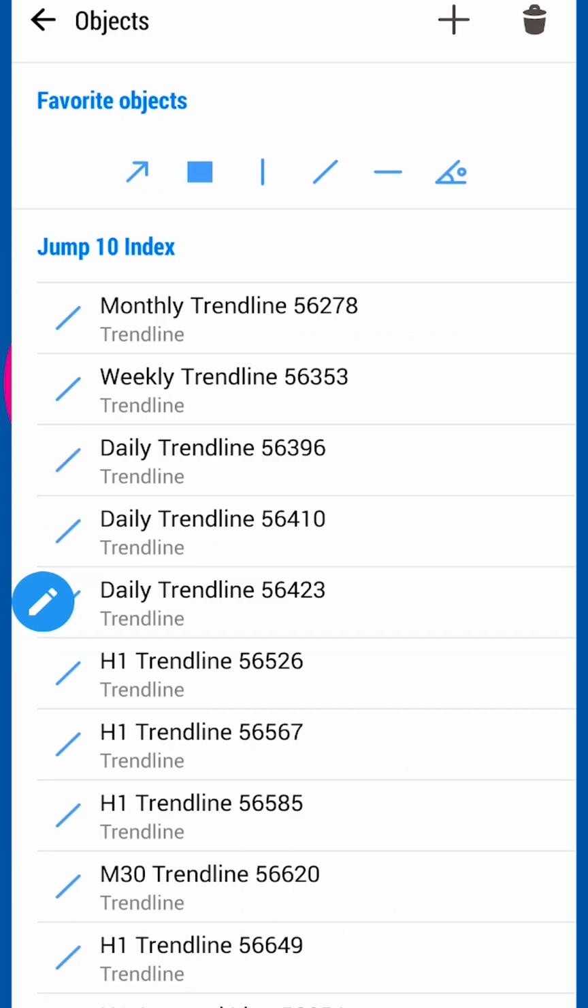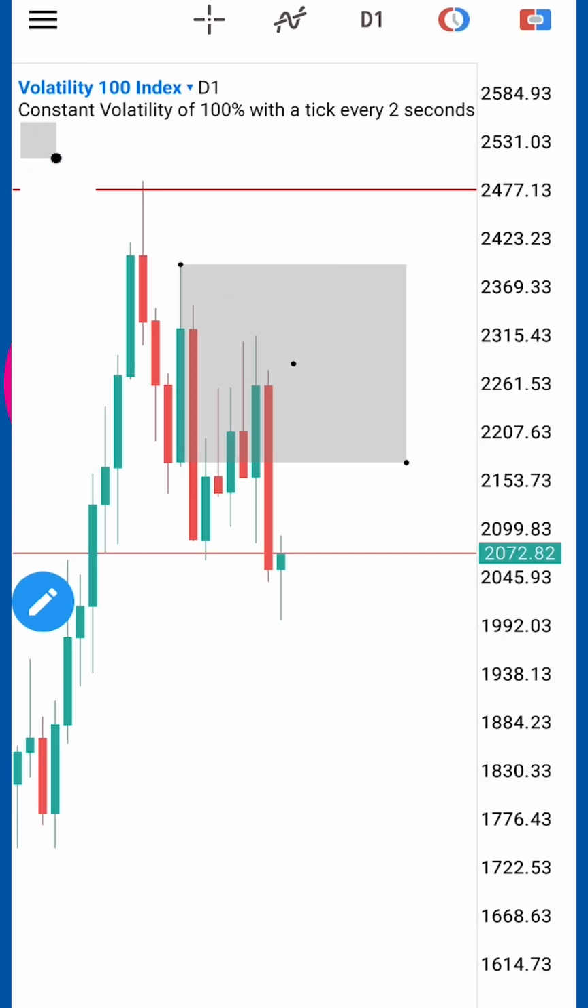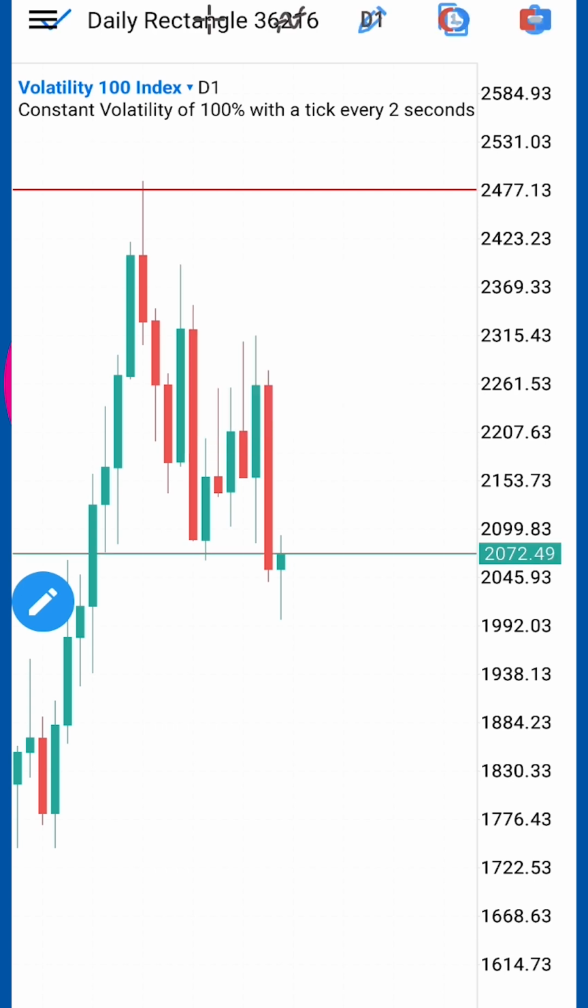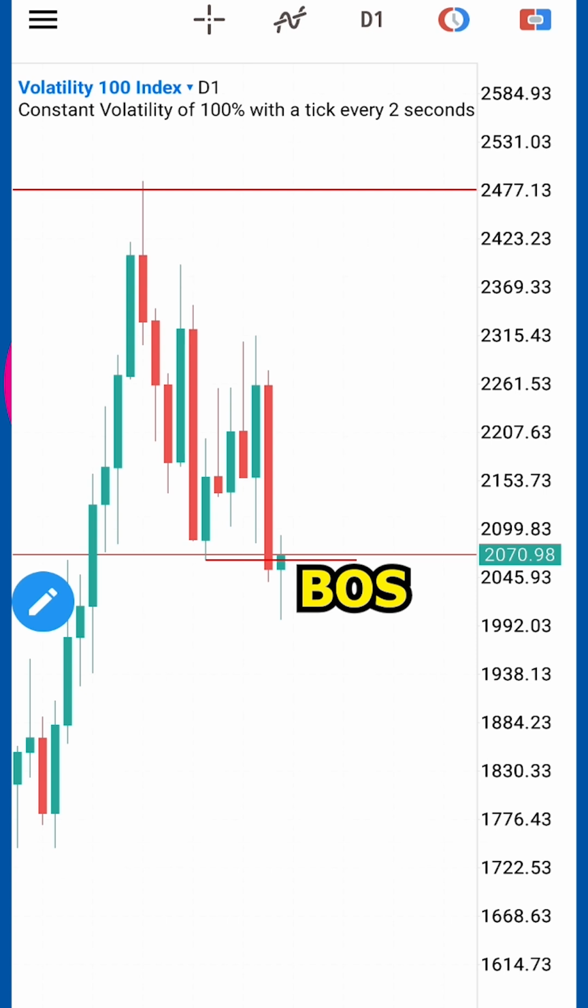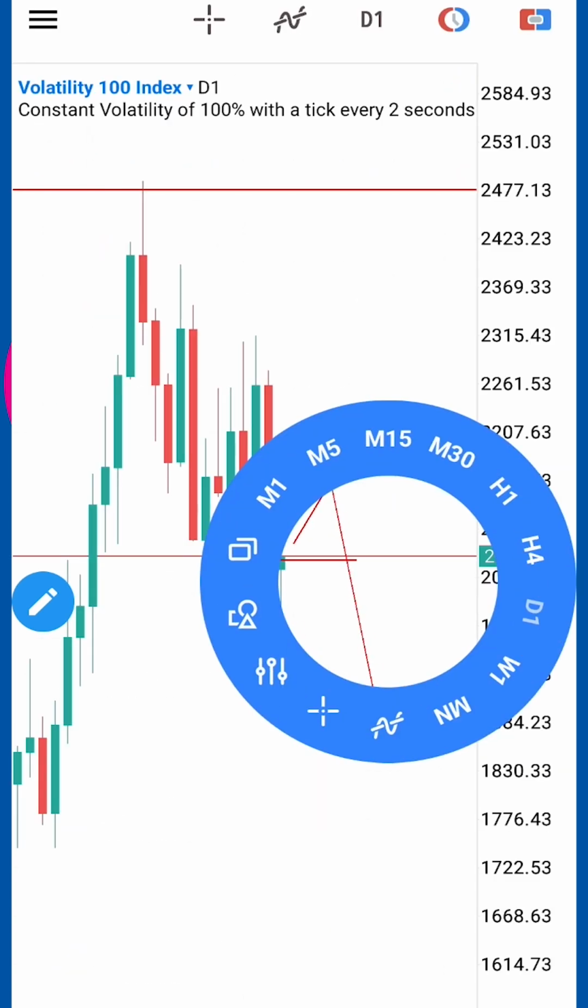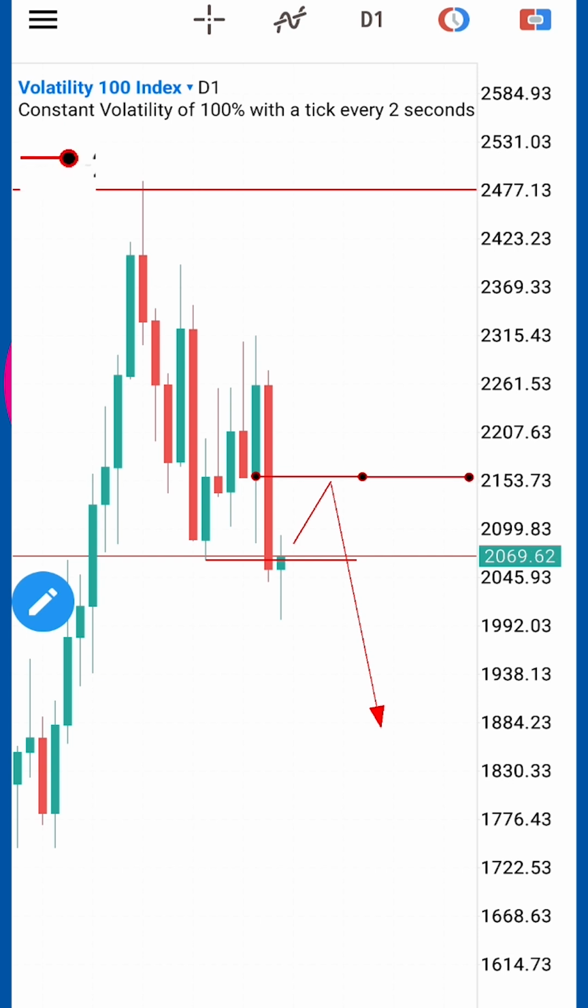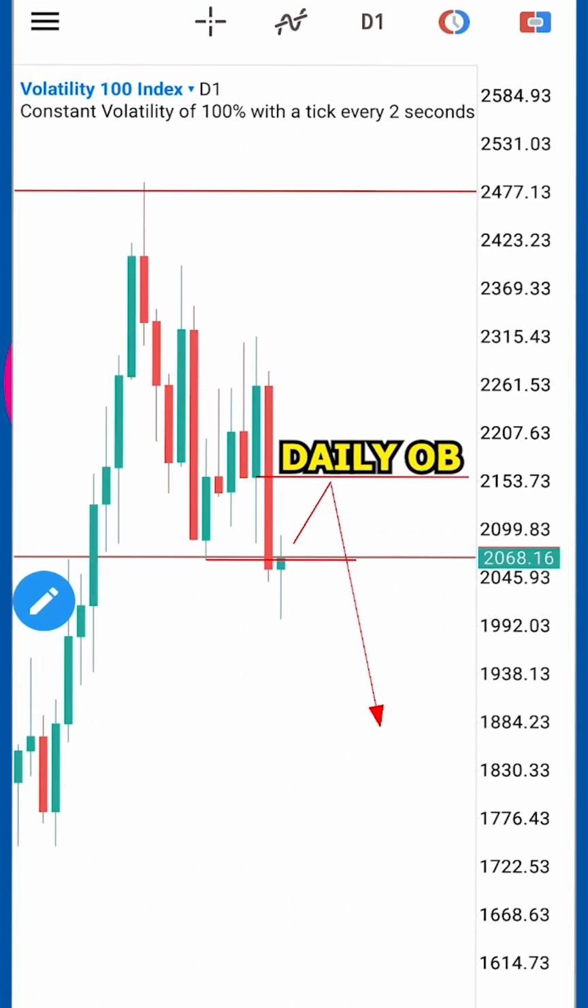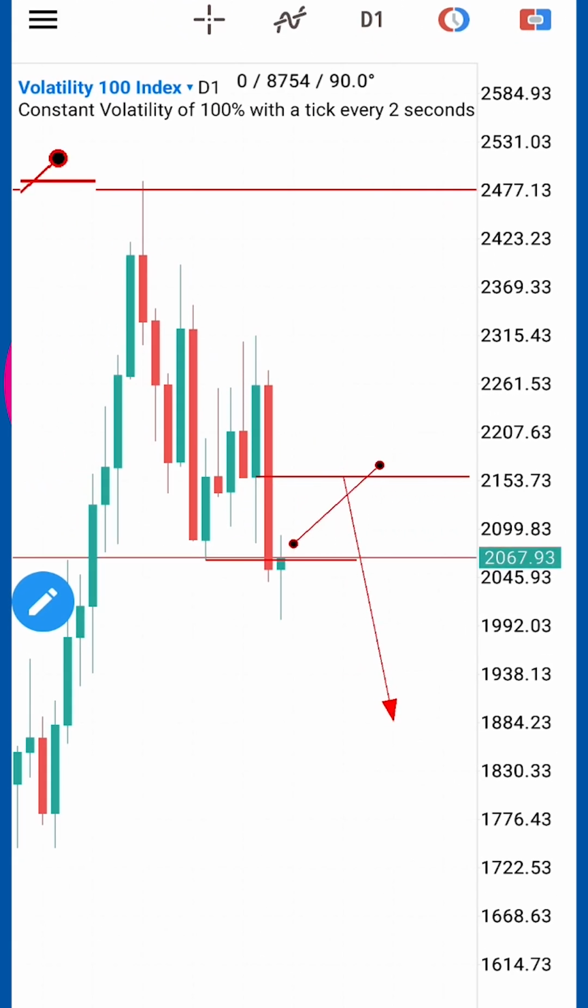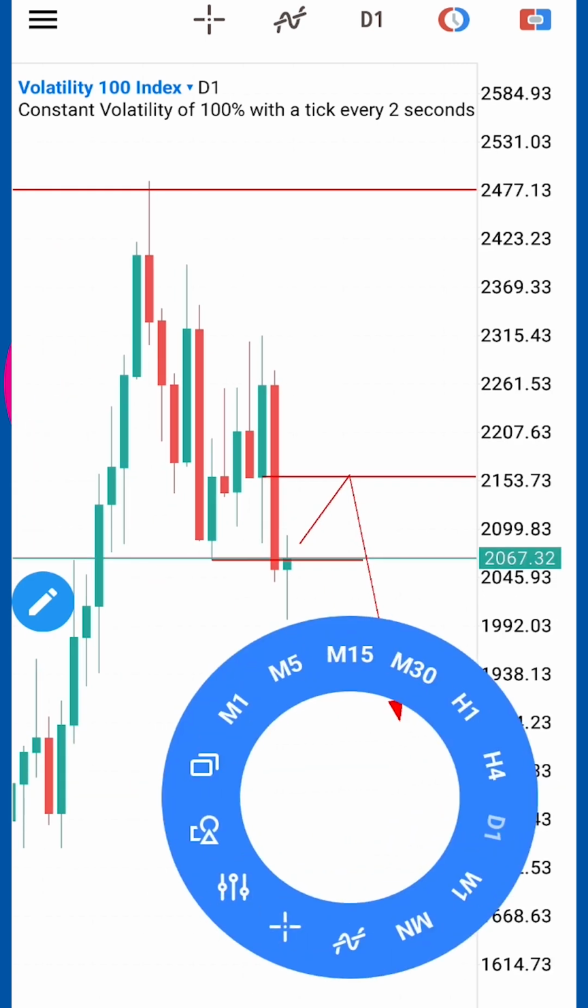Right now price is dropping down and it's within the daily bearish order block, so we expect it to continue dropping down, and it broke structure. You can see that it closed below there. Now we expect it to return back up and then continue dropping downwards after it hits the body of the daily bearish order block.